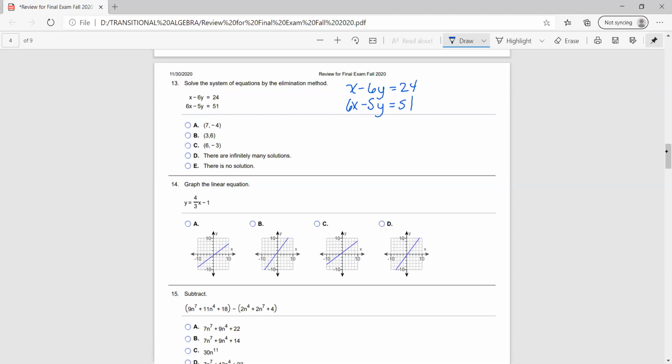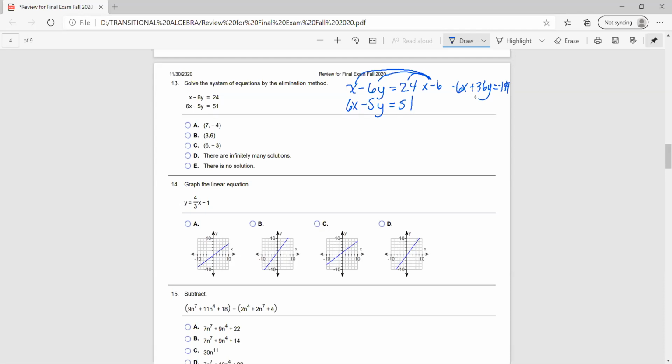I'm noticing that I could easily make this top row be a negative 6, and if I have this bottom row being a positive 6, if I add them, they would cancel out. You're allowed to multiply a row as long as you multiply every single thing in that row by that number. So negative 6 times x is going to be negative 6x. Negative 6 times negative 6y would give me a positive 36y. Then we've got our equal sign, and then 24 times negative 6 is negative 144.